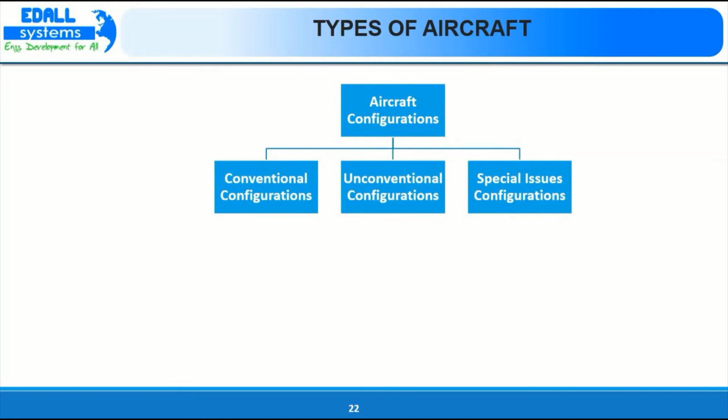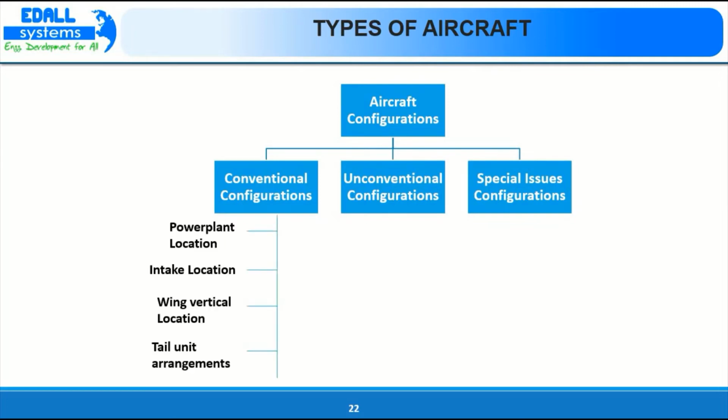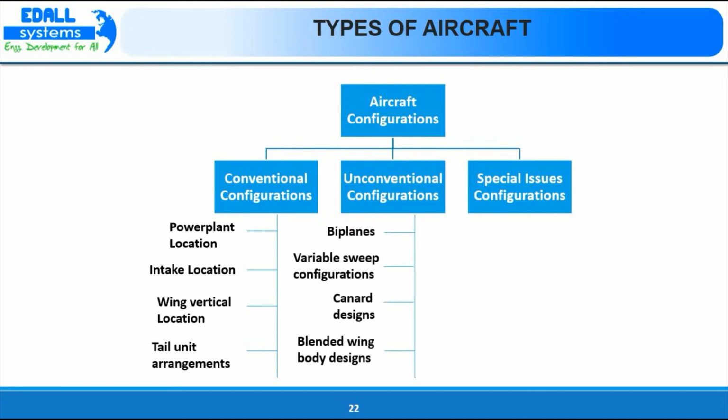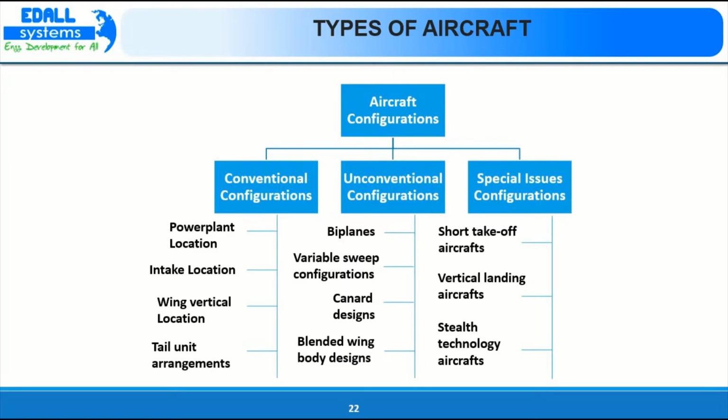Types of aircraft can be categorized into conventional configuration, unconventional, and special issue configuration. Under conventional configuration, we have different types based on power plant location, intake location, wing vertical location and tail unit arrangement. These are the conventional configurations which we will see every time, but they vary based on where the power plant is located, how the intake is located, how the wing vertical location is placed, and how the tails are located. Then we have unconventional configurations, which we see rarely, that is biplanes, variable sweep configurations, canard configurations, and blended wing body configurations. Then we have special issue configurations. This category involves different kinds of airplanes which are made for some particular objective. These are short takeoff aircraft, vertical landing aircraft, and stealth technology aircraft. We'll see each of these categories and their subcategories in detail.